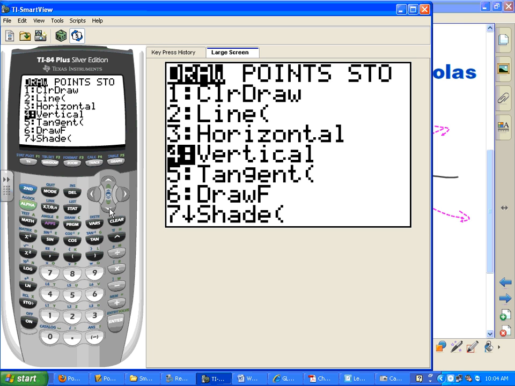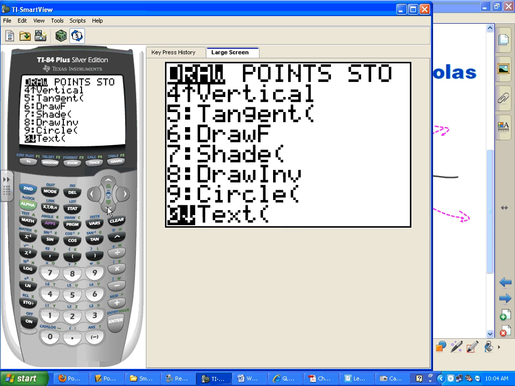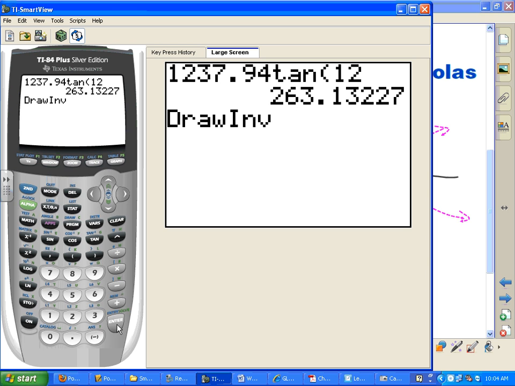Down to number 8. Okay. We did this before, right? Didn't we? I know I've showed it to somebody before. So number 8, and then you can put in y1 there. Where do I find y1 at?